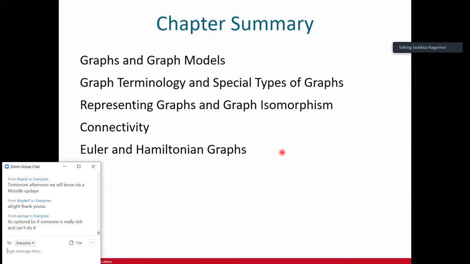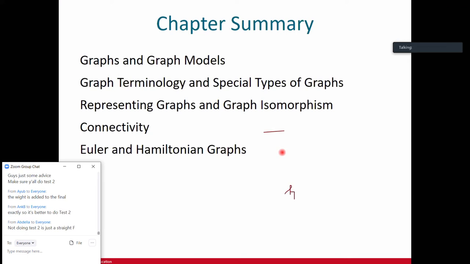In addition, when we finish this chapter, I am going to make a review class, or part of a class, which will cover the entire material of chapter 10, which we are covering right now.